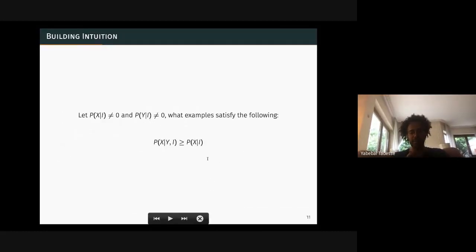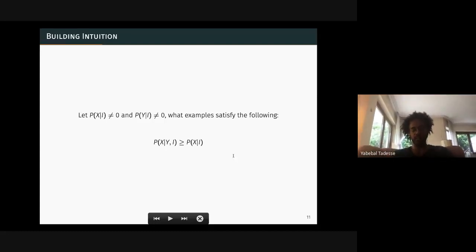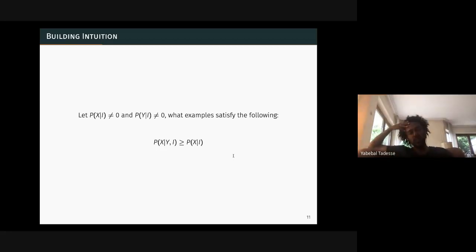This is my brain teaser. So the first part is: given that the probability of X given some background information is not 0, and the probability of Y given background information is not 0, I ask you to read this and give me an example that satisfies this condition. Anyone? Okay, let me break it into two. Who can read this one in kind of English?